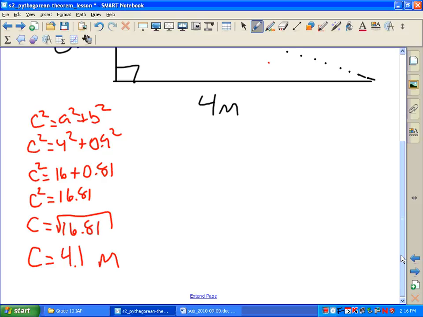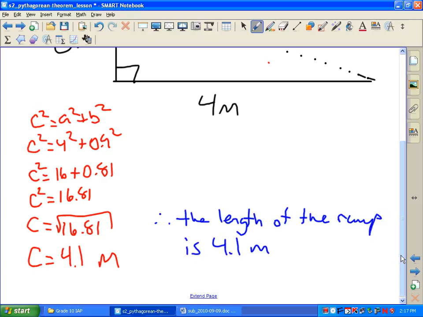Okay? And usually when we do a word problem, we should make a therefore statement and conclude our findings. So therefore, we should answer the question. So the question is find the length of the ramp. So therefore, the length of the ramp is 4.1 meters long. There, we answered the question, and now we're done.